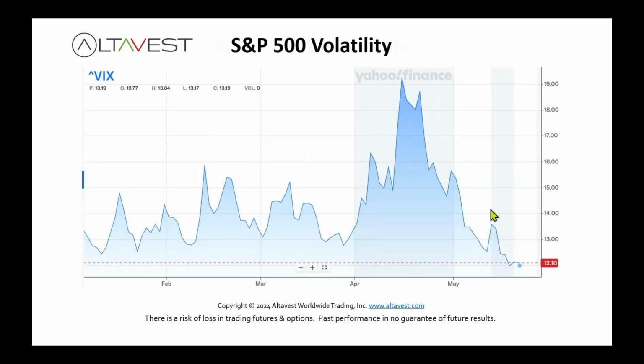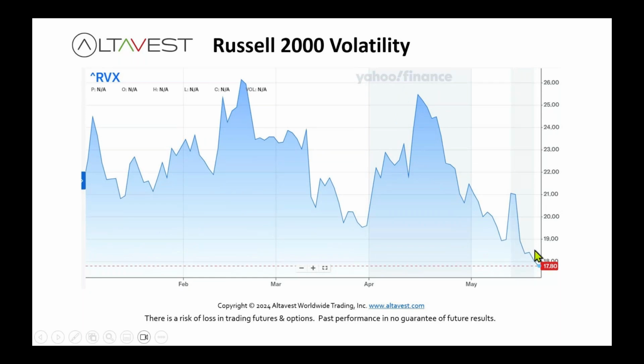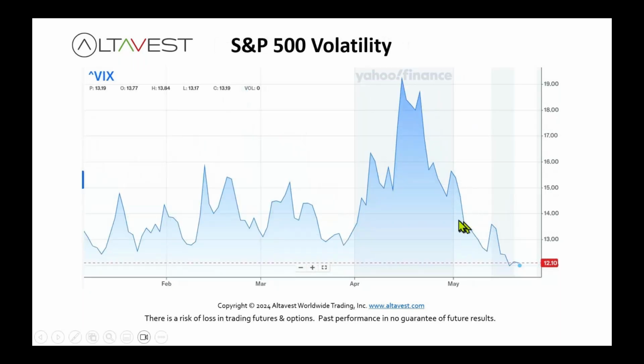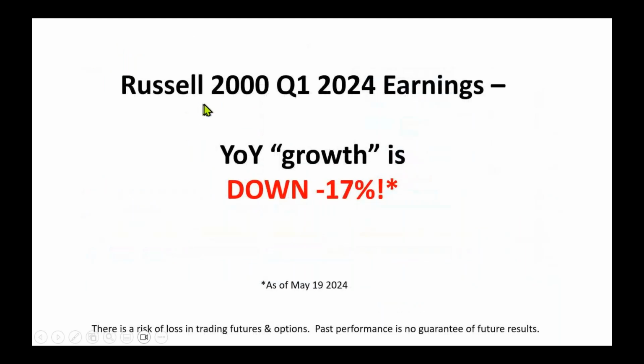And essentially what it means is we can capture more premium out of the Russell right now and do it with less margin. So we're going to show you that. But look at this, Russell 2000 earnings, year-over-year growth down 17%. So again, just that disparity between the handful of large tech companies compared to a much wider dispersion of stock market performance. Pretty interesting stuff.